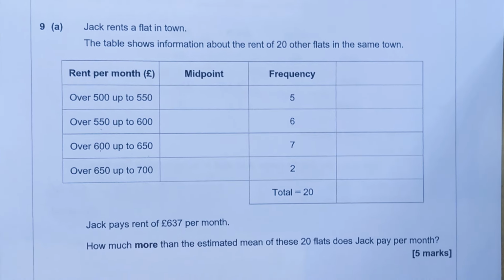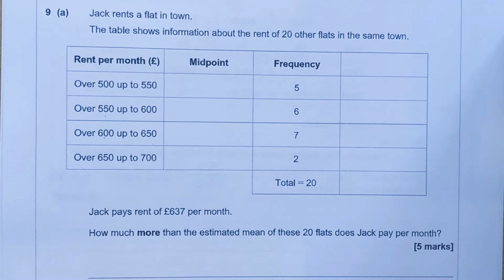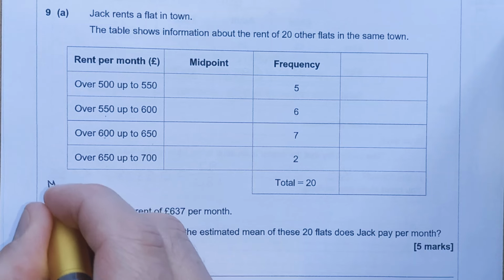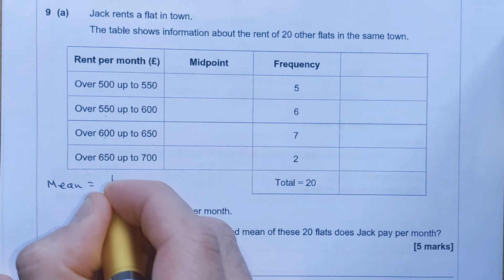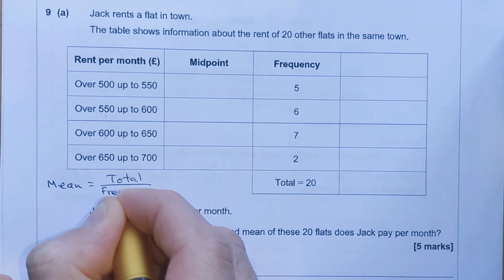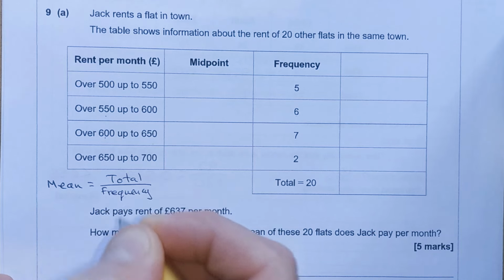So what they want us to do is to work out the mean. Okay, and then we can compare it to what Jack pays. Okay. So we know that the mean is the total divided by the frequency, or how many there are.